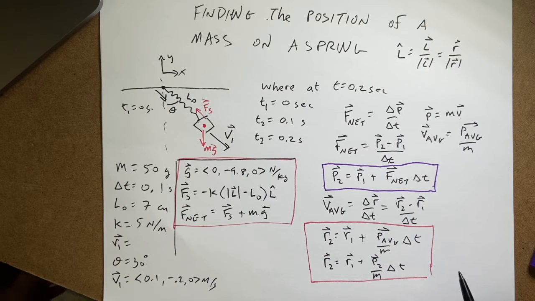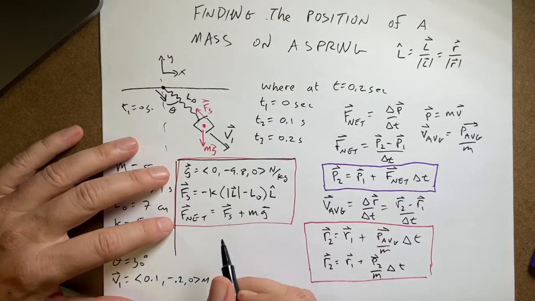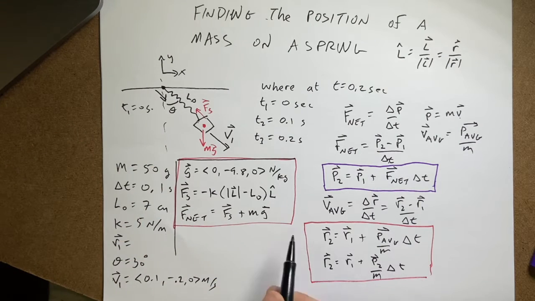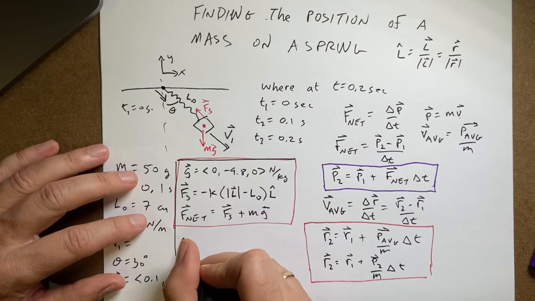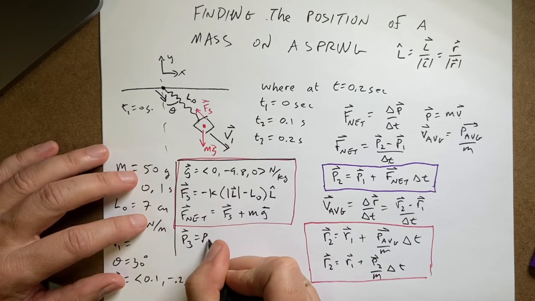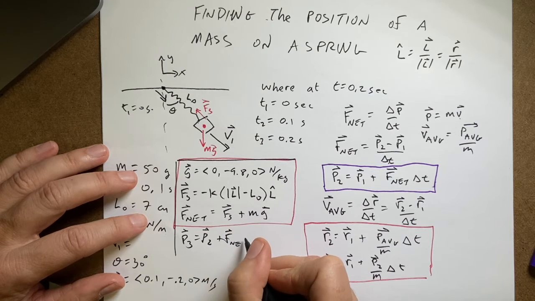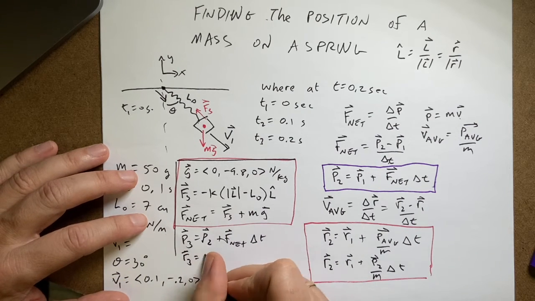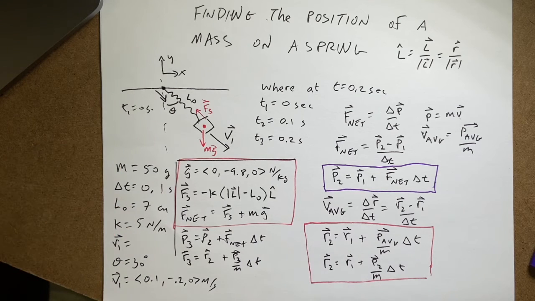But what about at T3? Well, then I can just do the same thing again, right? I can, again, calculate the net force with the new position. It's a new position, so everything's new. Then I can update the momentum and find P3. I'd say P3 equals P2 plus F net delta T. And then R3, which is what I want, equals R2 plus P3 over M delta T. And I'll also use the average.